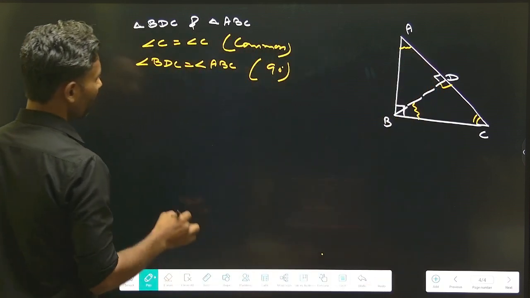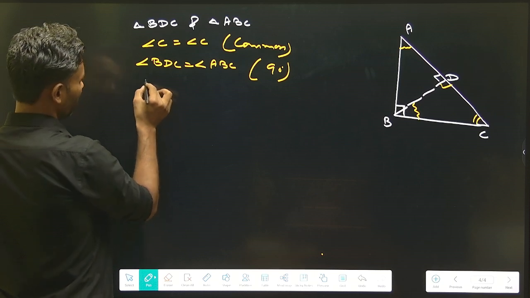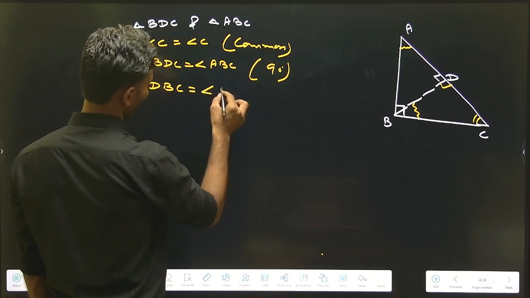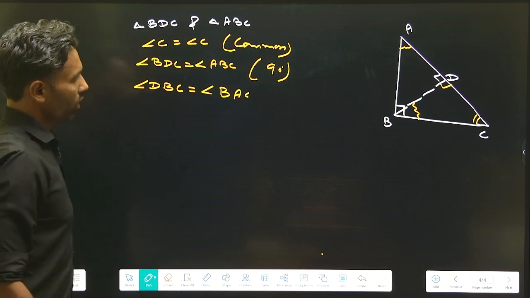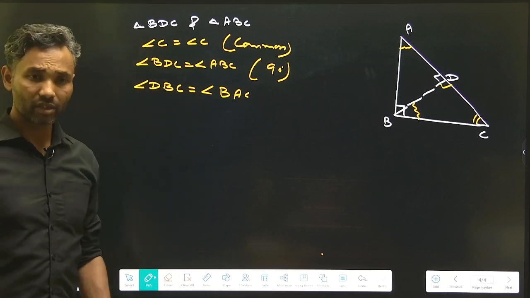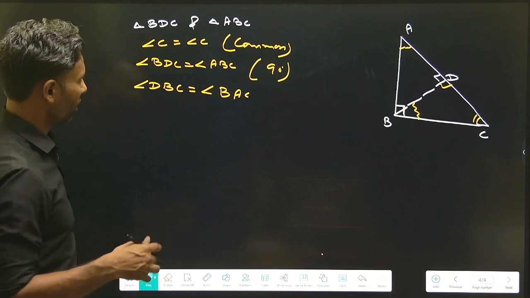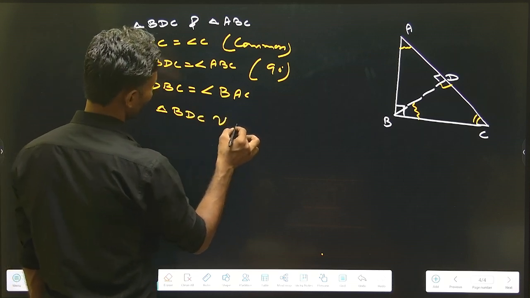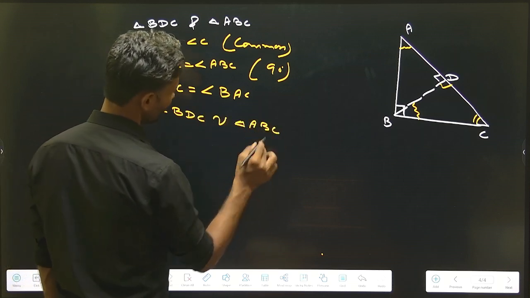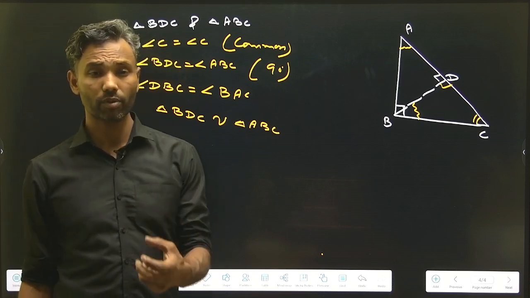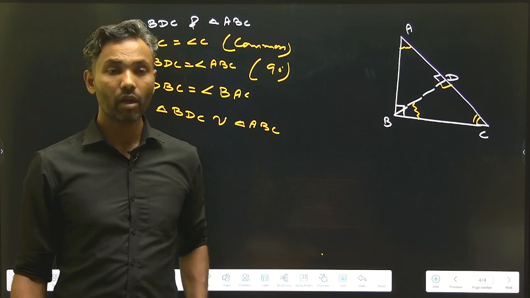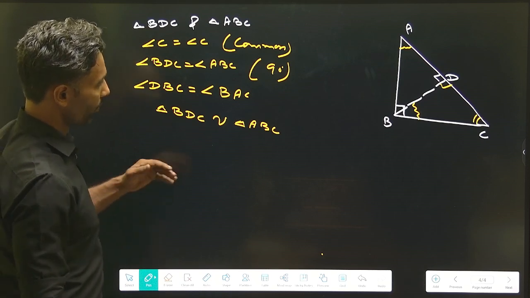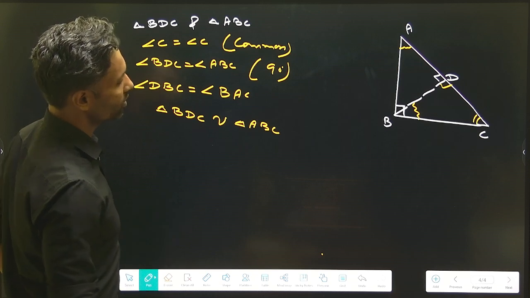So I can say angle DBC will be equal to angle BAC. If three angles of two different triangles are equal, they are known as similar triangles. So we can say that triangle BDC is similar to triangle ABC. These two triangles are similar, and we know the outcomes of similarity. If two triangles are similar, the ratio of corresponding sides will be equal.